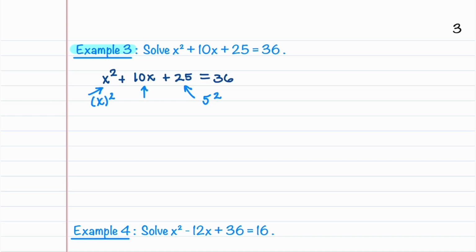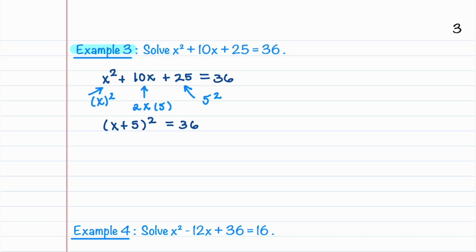And then we have to notice that our middle term is going to be 2 times x times our constant that's squared on the right. And whenever that happens, that means we can write it as a perfect square. Let's go ahead and do that. We're going to write it as (x plus 5) quantity squared. I have a video on perfect squares if you need to review that concept. And then on the right, we have 36.